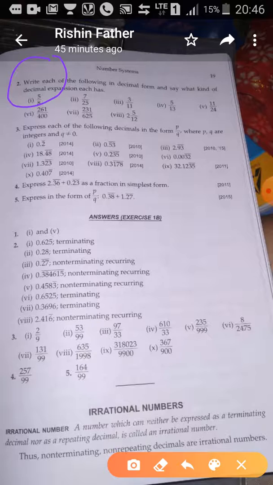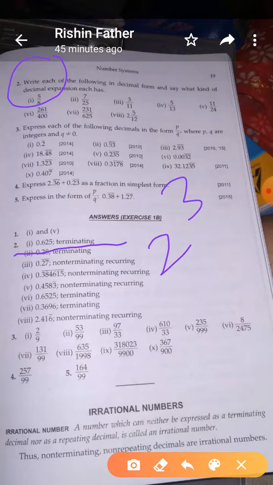Understood? From the previous one, 8 is 2 to the power 3, so it is going to be a terminating decimal. But as you can see in the answer here, you need to mention the exact decimal, so you need to divide it. The first one I am going to do for you on the board. The rest I am going to show you on the calculator, and you are going to do it on your own.